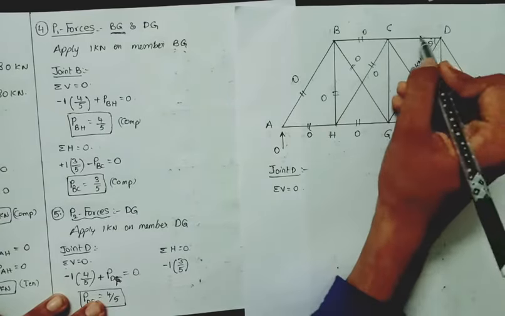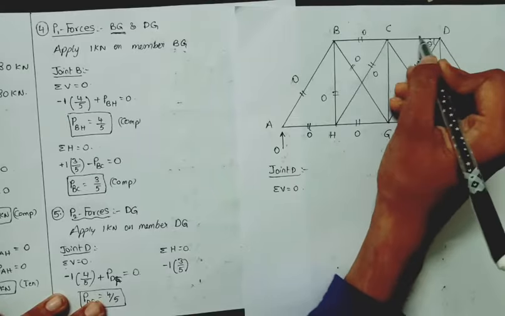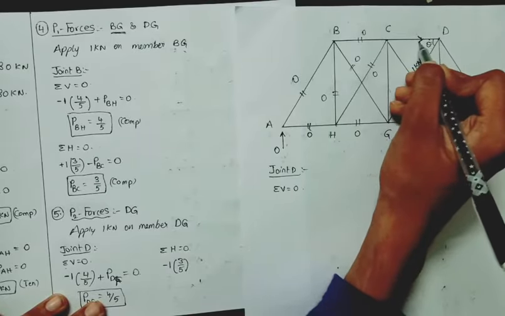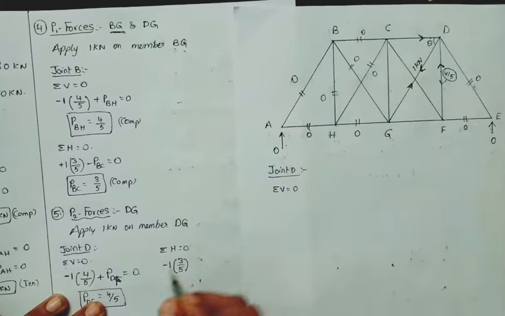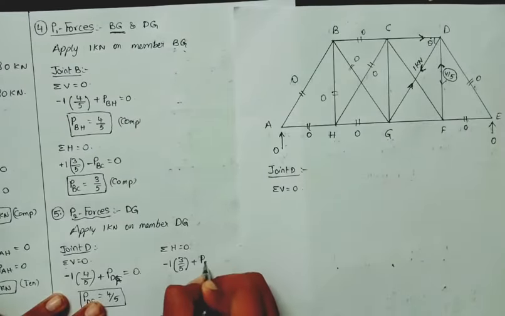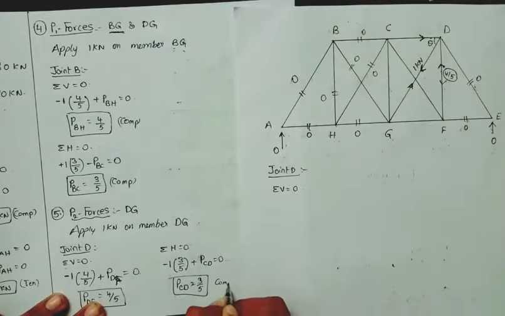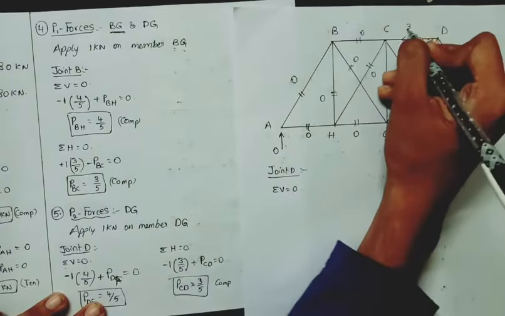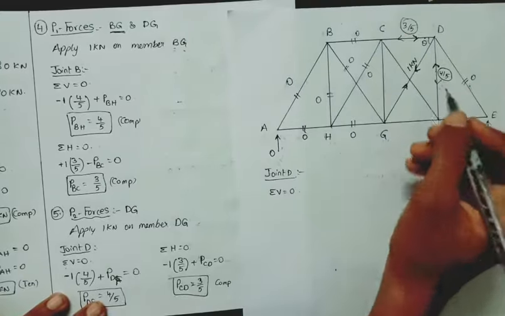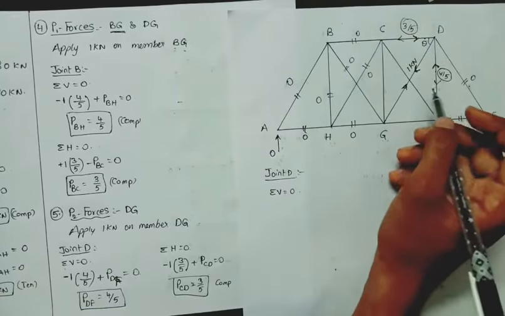So, I will assume the force in member PCD in the right side direction, so it will be plus PCD equal to 0. Therefore, PCD is equal to 3 by 5. It is in compression. So, these are the two values I have obtained.